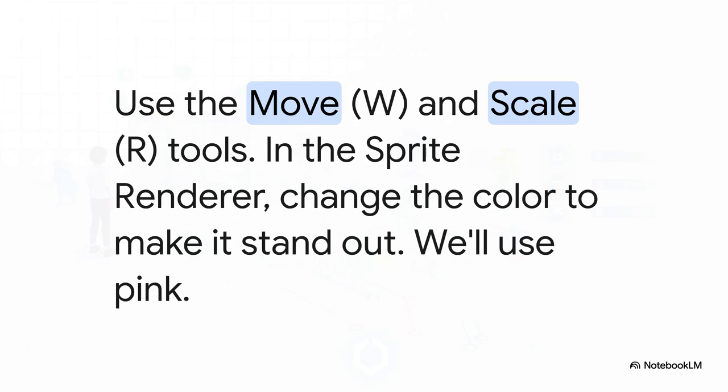So right now we have a plain white square. Let's make it look like a finish line. First, make sure it's selected, and then press the W key on your keyboard. That's the shortcut for the Move tool. You'll see these arrows pop up and you can just drag it into position. Next, press the R key for the Scale tool. Now you can grab the little handles and stretch that square out into a long rectangle. Perfect. Now, just so we can see what we're doing, let's make it stand out. Over in the Inspector window on the right, find the Sprite Renderer component. You'll see a color option. Click that white box and let's just pick a super obvious color, like a bright pink. Trust me, you won't miss it.